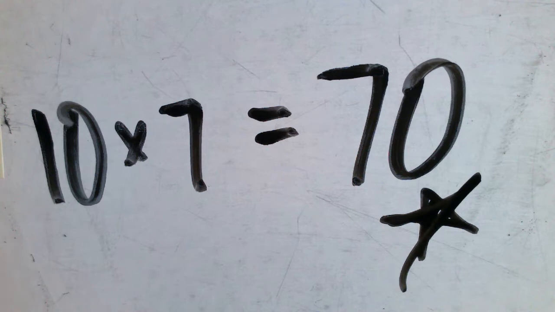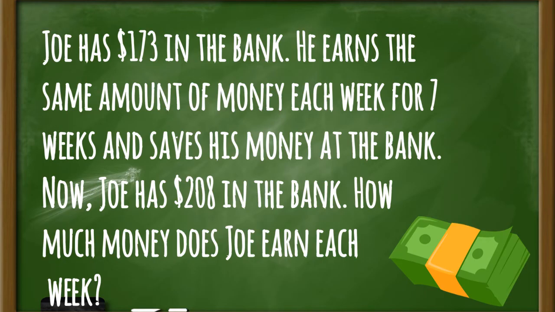Before we get started, make sure you guys have cleared your whiteboards and you're going to be doing a problem along with me before you guys get to work on more word problems as a class and with your teacher. Before we start today writing anything on our whiteboards, let's look at the problem we are working with. Read along with me. Joe has $173 in the bank. He earns the same amount of money each week for 7 weeks and saves his money at the bank. Now Joe has $208 in the bank. How much money does Joe earn each week?